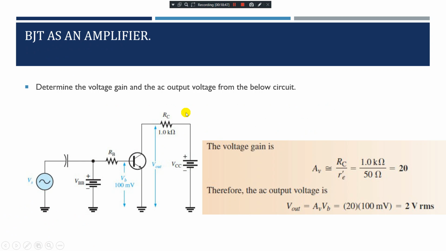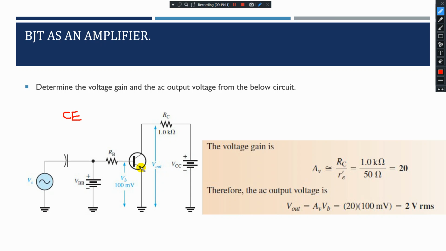Here comes one small example for a BJT as an amplifier. Determine the voltage gain and the AC output voltage for the below circuit. You can see the circuit here. What type of configuration is this? This is called common emitter, that's called the CE configuration.